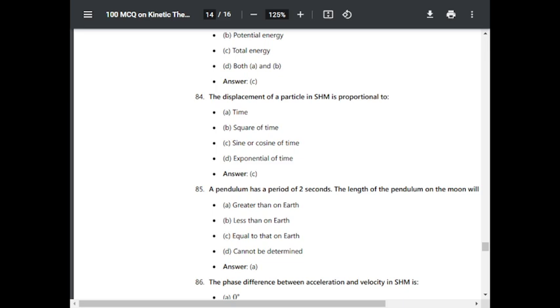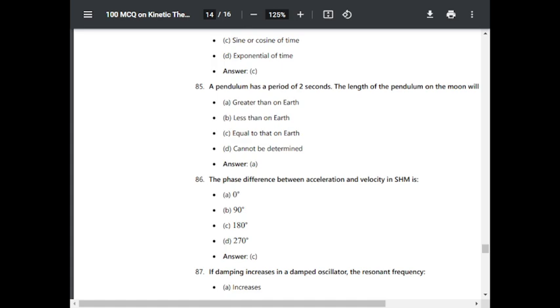Question number 85. A pendulum has a period of 2 seconds. The length of the pendulum on the moon will be: option A, greater than on Earth; option B, less than on Earth; option C, equal to that on Earth; option D, cannot be determined. The correct answer is A, greater than on Earth. A pendulum has a period of 2 seconds; its length on the moon will be greater than on the Earth.